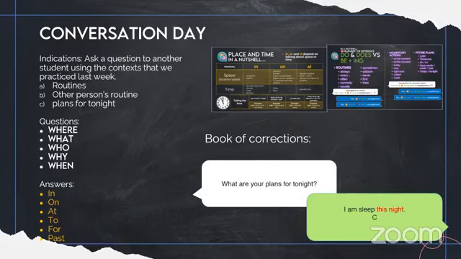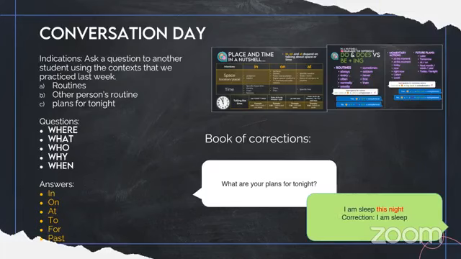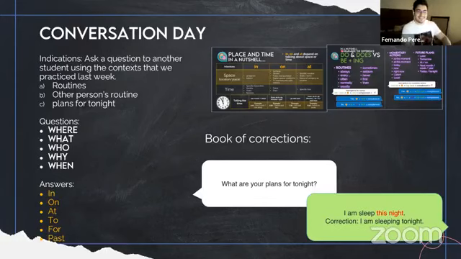I am sleeping tonight. Of course. That is correct. That's a strategy. So a good strategy for learning a language is imitation. Imitation is super effective. You know, there it is. Right?